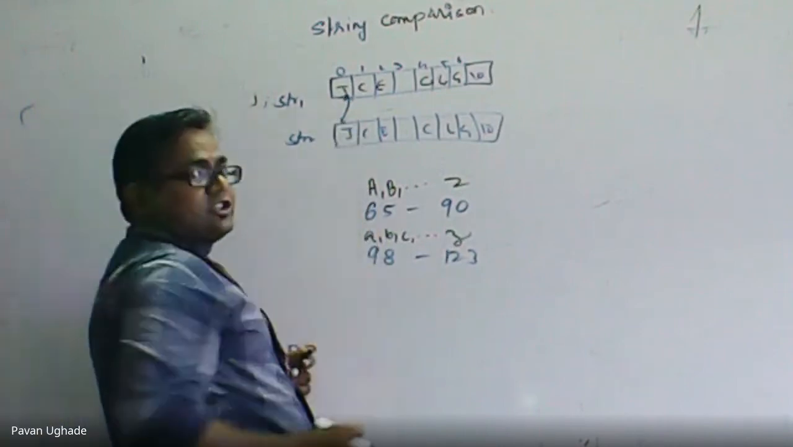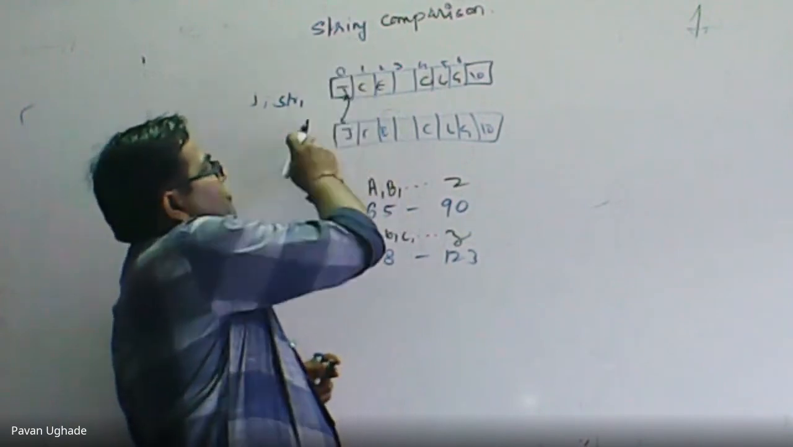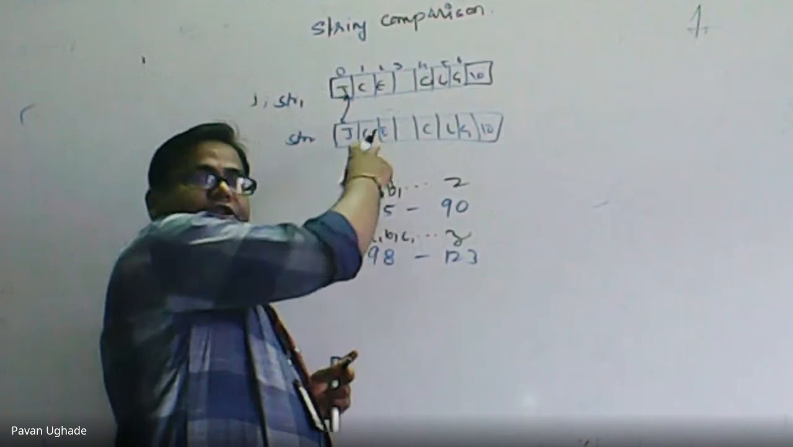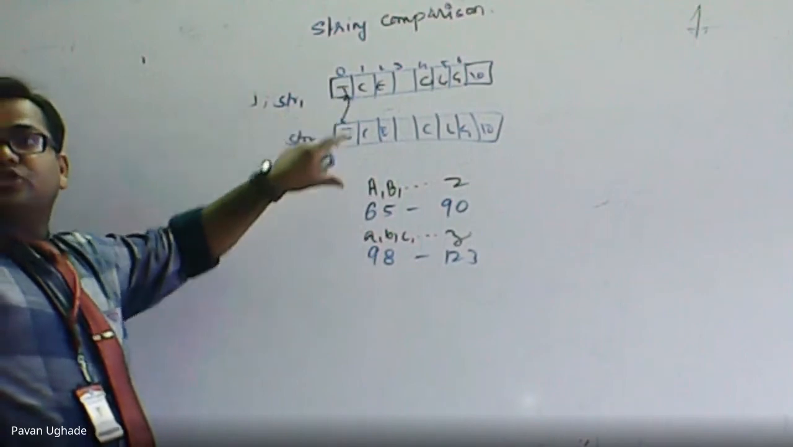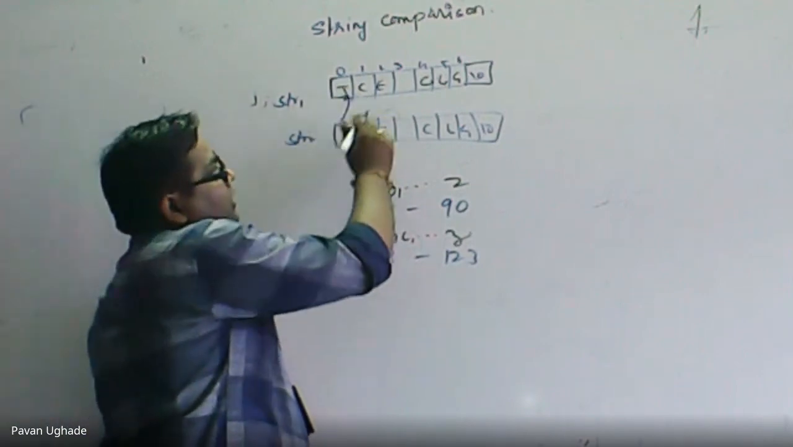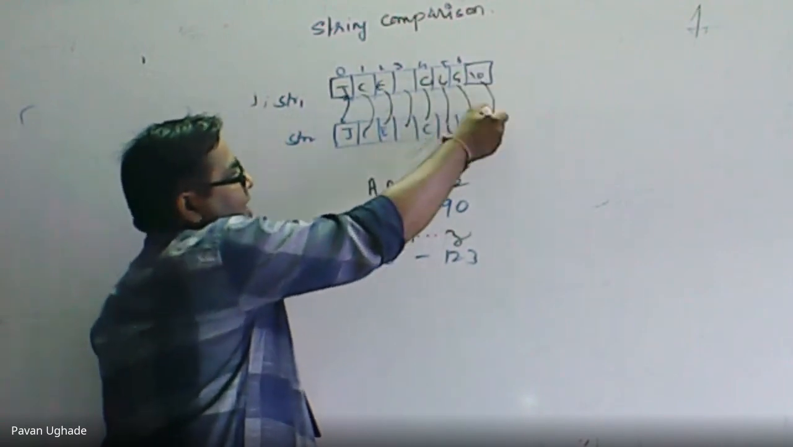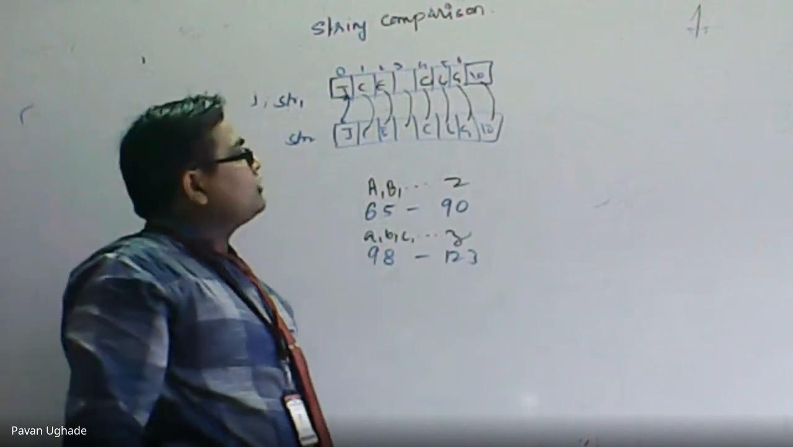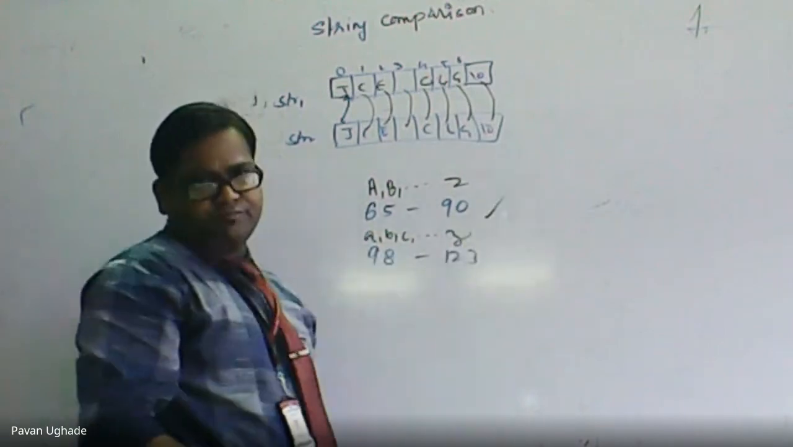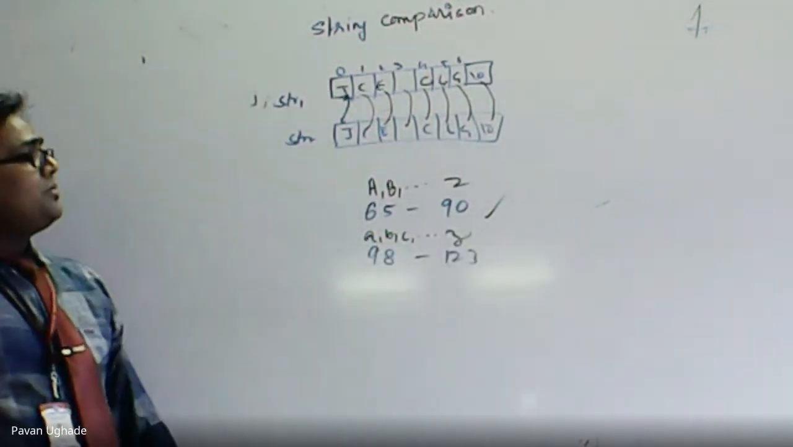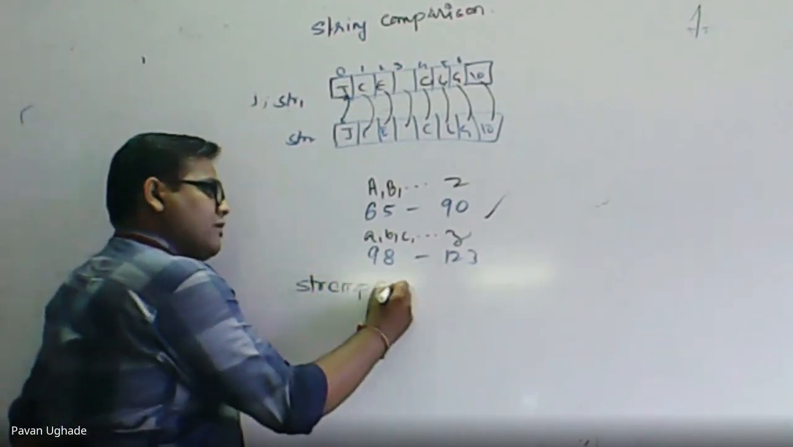So capital J is the same, capital C, capital C. You cannot compare str1 of 0 with str2 of 2; they should be compared position by position like this only. Spaces are also compared, and at the last, backslash 0 is compared with backslash 0. If everything is the same, then you can say they are the same.